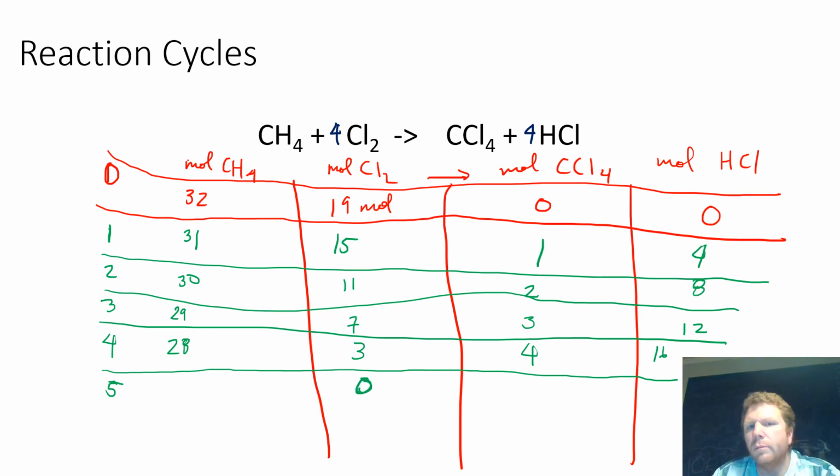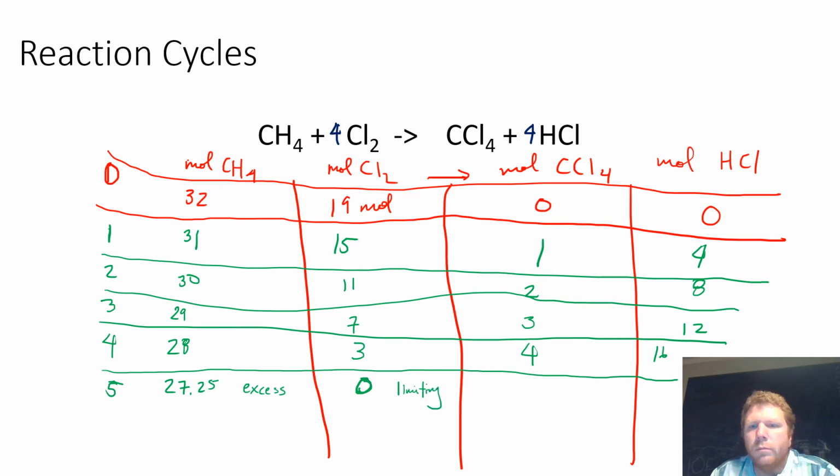Now, when we use up those remaining 3 moles of Cl2, we're only going to be able to use up 0.75 moles of CH4. So that means we're going to have 27.25 moles of CH4 left. Okay, so this is our excess, because after 5 rounds of our reaction, after our reaction has completely used up our other reactant, we still have some of that left. Our Cl2, that is limiting.